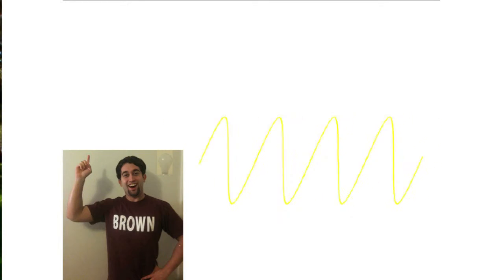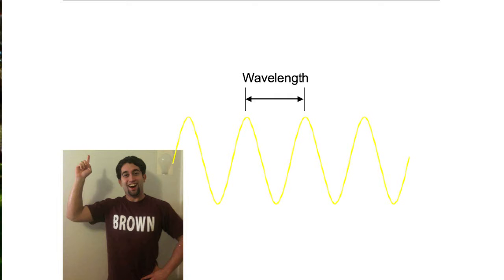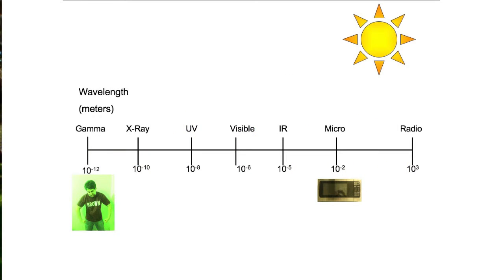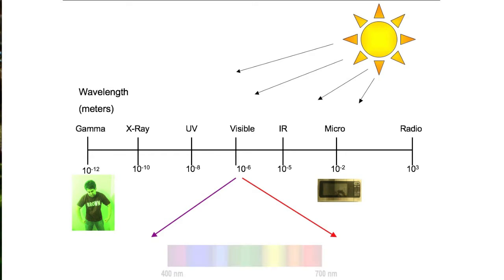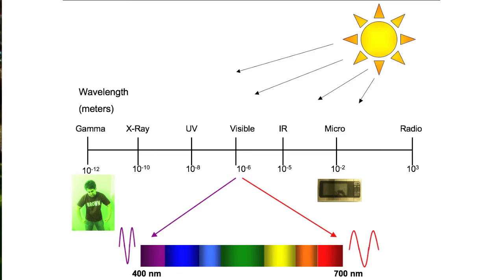All light waves have a characteristic wavelength corresponding to the distance between identical points on two waves. These sizes can vary from extremely small, dangerous gamma rays to mile-long, harmless radio waves. But we're only going to focus on a small region known as visible light. Visible light ranges from purple at around 400 nanometers to red at around 700. These are the only wavelengths that our eyes can distinguish.